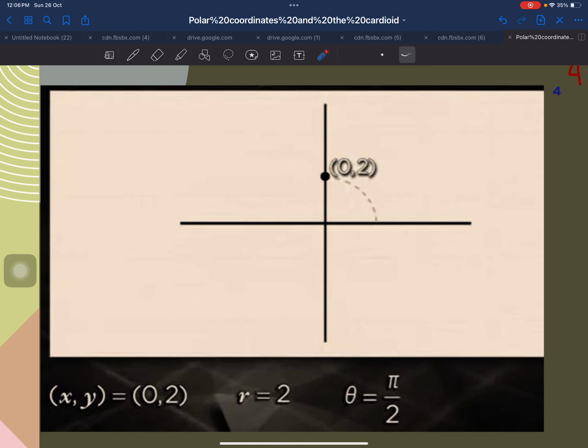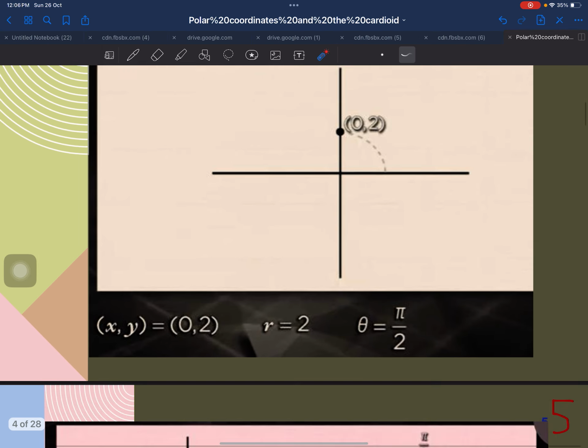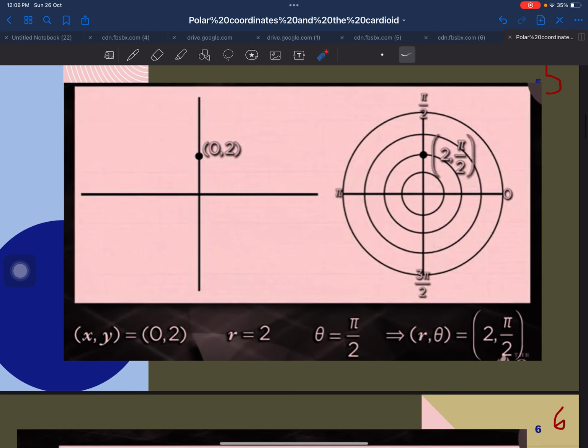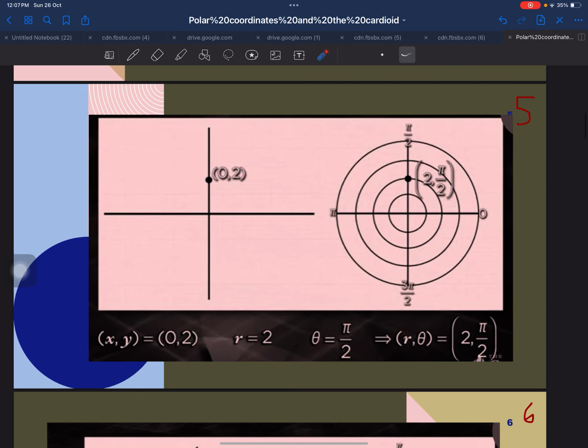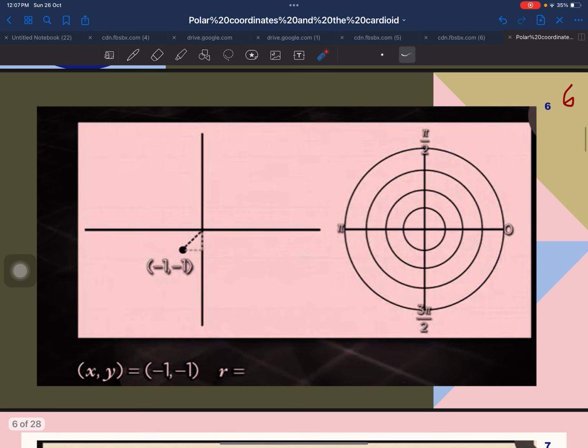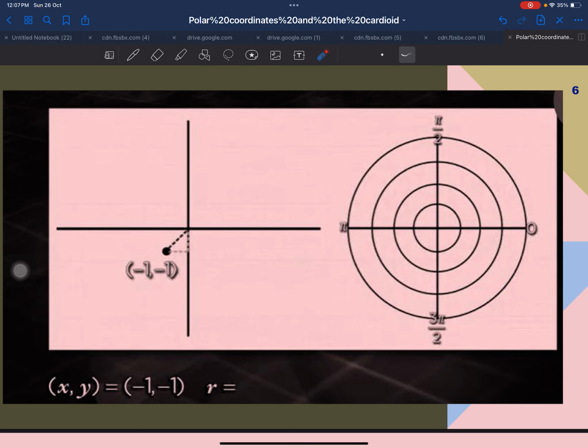Now, let's look at another point. So the coordinates are 2, pi over 2. Now, let's look at another example. How about, okay, -1, -1 in the Cartesian coordinates. Okay, x, y is -1, -1. Well, first of all, where is that point located? -1, -1 is in the third quadrant.